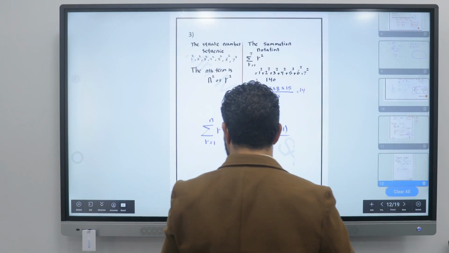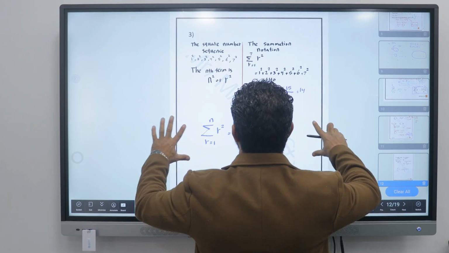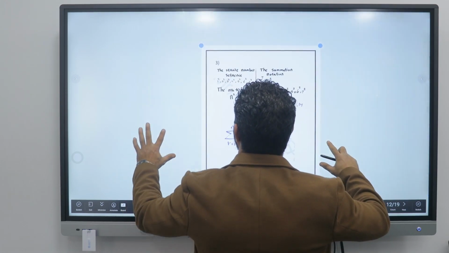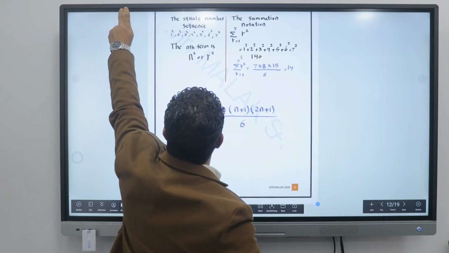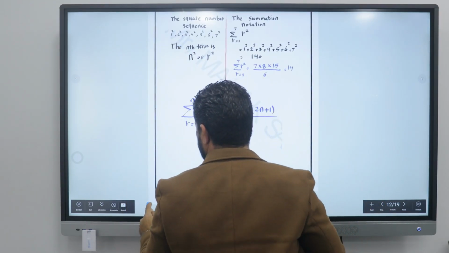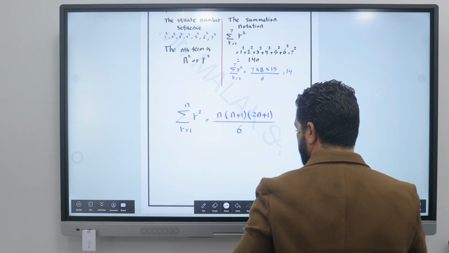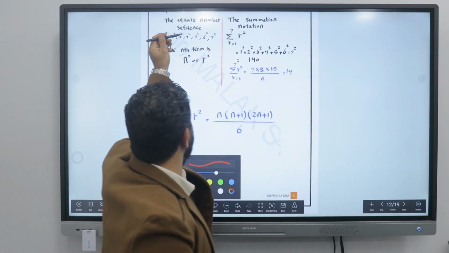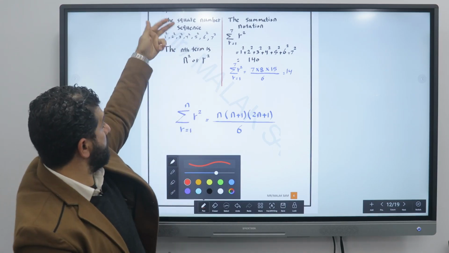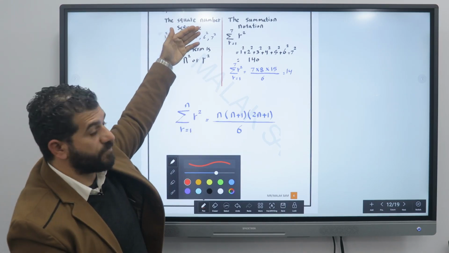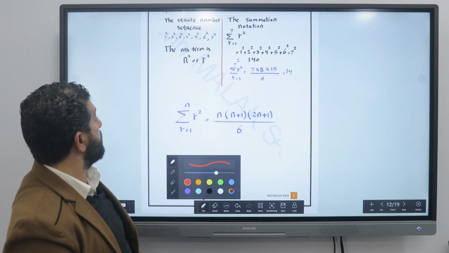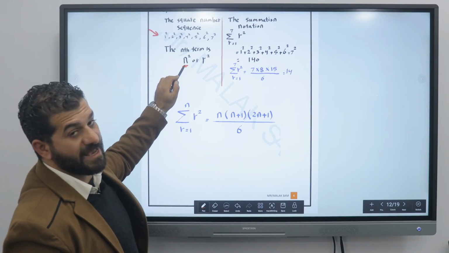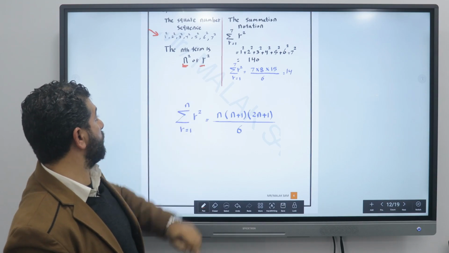Here, this is the sequence. I'm focusing on the sequence here. The square number sequence. Do you know what are the square numbers? It's 1 to the power of 2, 2 to the power of 2, 3 to the power of 2, 4 to the power of 2, 5 to the power of 2, and so on. So what is the nth rule for this sequence? The nth rule for this sequence is n to the power of 2 or r to the power of 2.